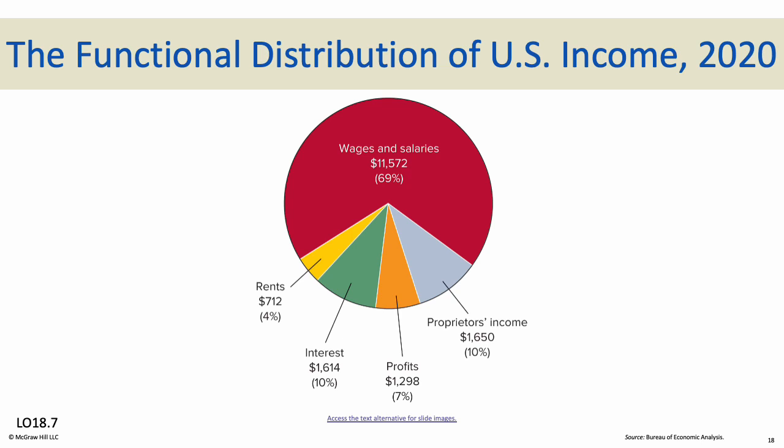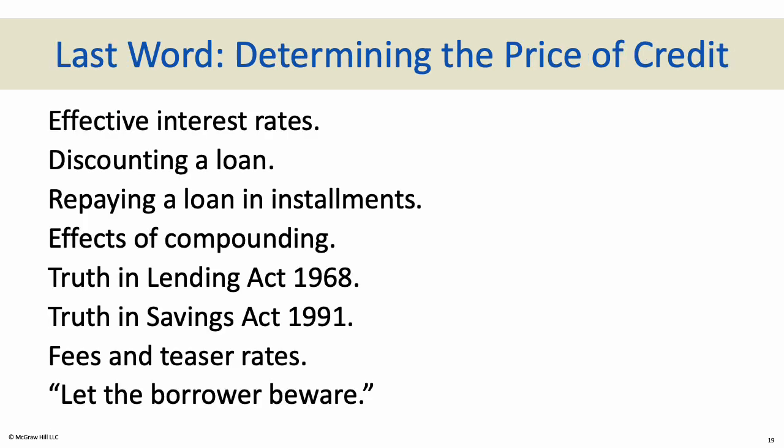And finally, how do we determine the price of credit? There are many forms of borrowing, and the interest paid on those loans can be difficult to determine. It's important for an individual to pay attention to how it's calculated. In 1968, we passed the Truth in Lending Act, and in 1991, the Truth in Savings Act, and they've attempted to clarify interest charges and payments for consumers. But the thing is, when it comes time to borrowing, the old adage, caveat emptor, or let the borrower beware, is still a fitting motto in the world of credit. Caveat emptor is let the buyer beware, but same logic. Let the borrower beware is still a fitting motto.